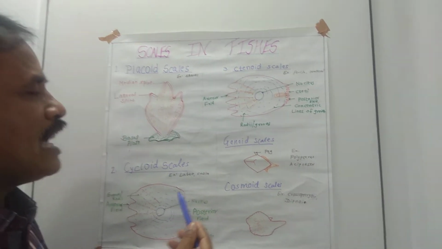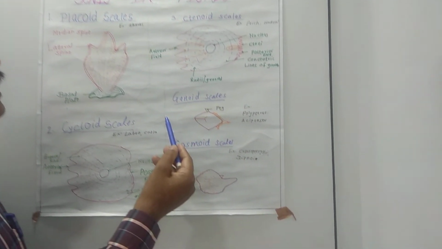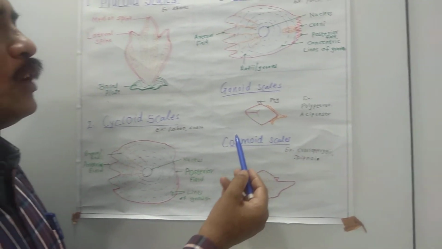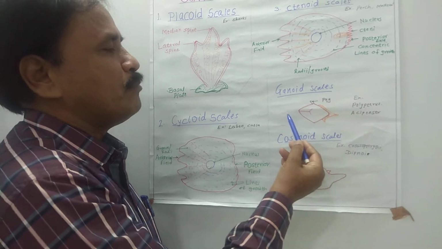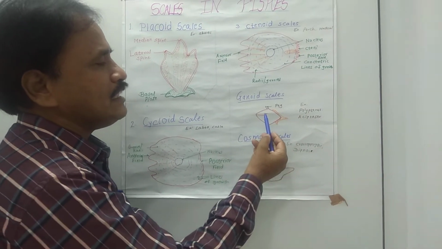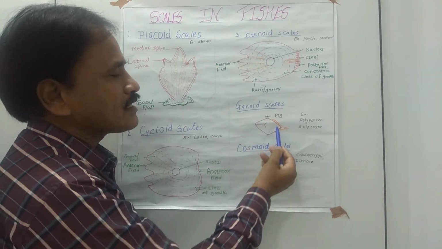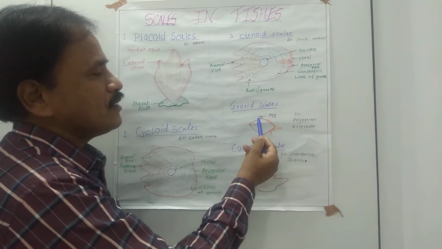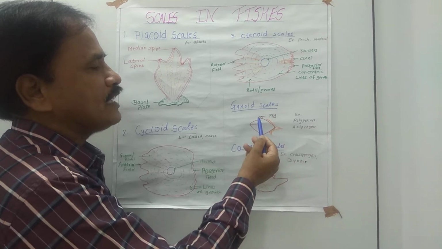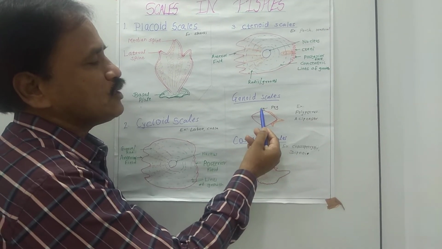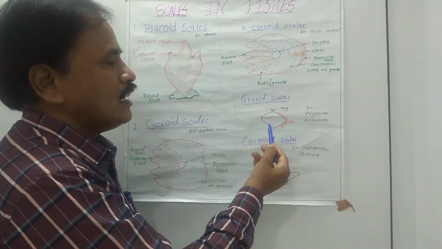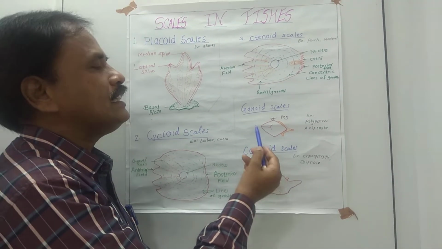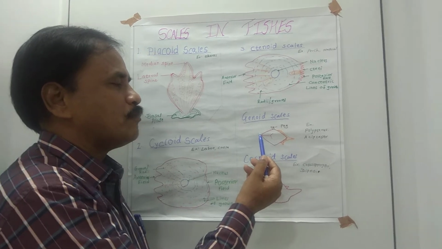Then the third main type is the ganoid scales. The ganoid scale is present in Polypterus and Acipenser. Now these scales show a rhomboidal-like or diamond-shaped structure. Now these scales fit to each other from their surface and for the fitting they show the peg and the socket. Now in the ganoid scale, if you see the TS of this ganoid scale, then it has 4 layers.